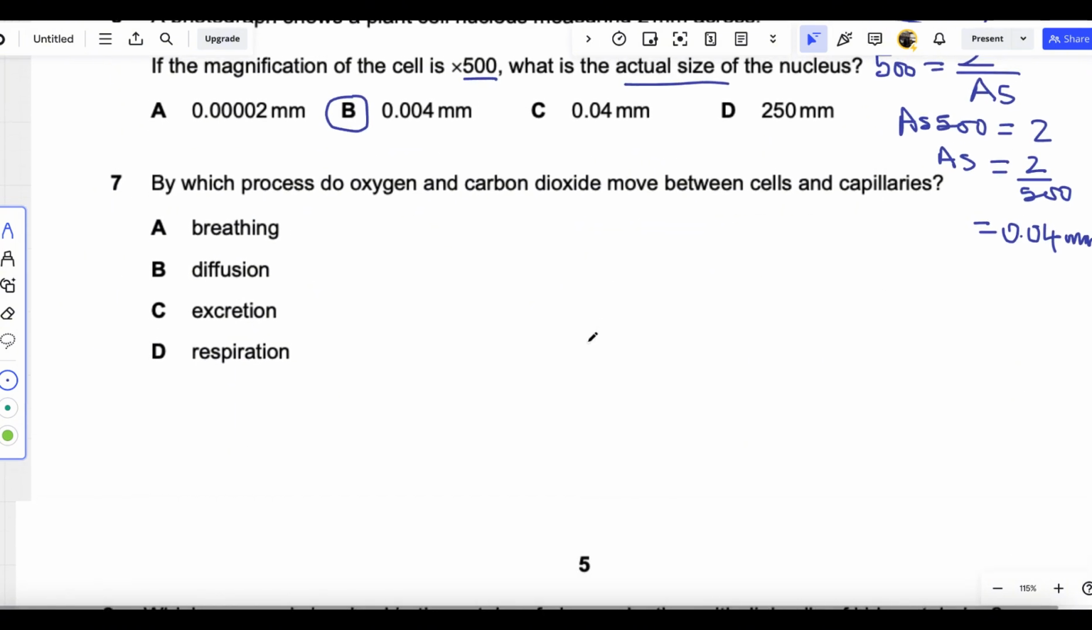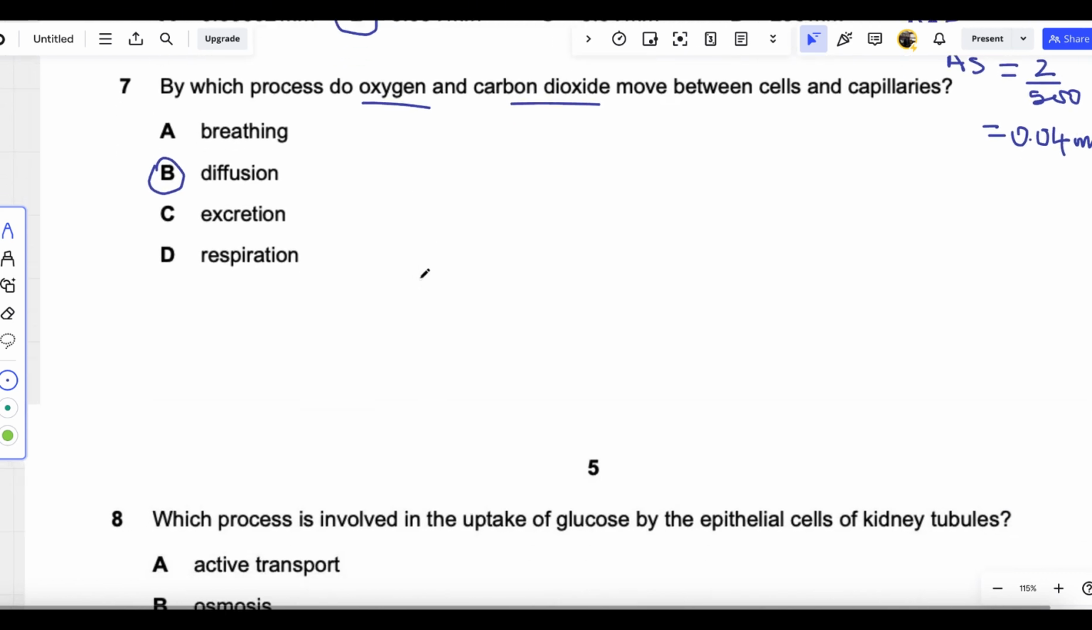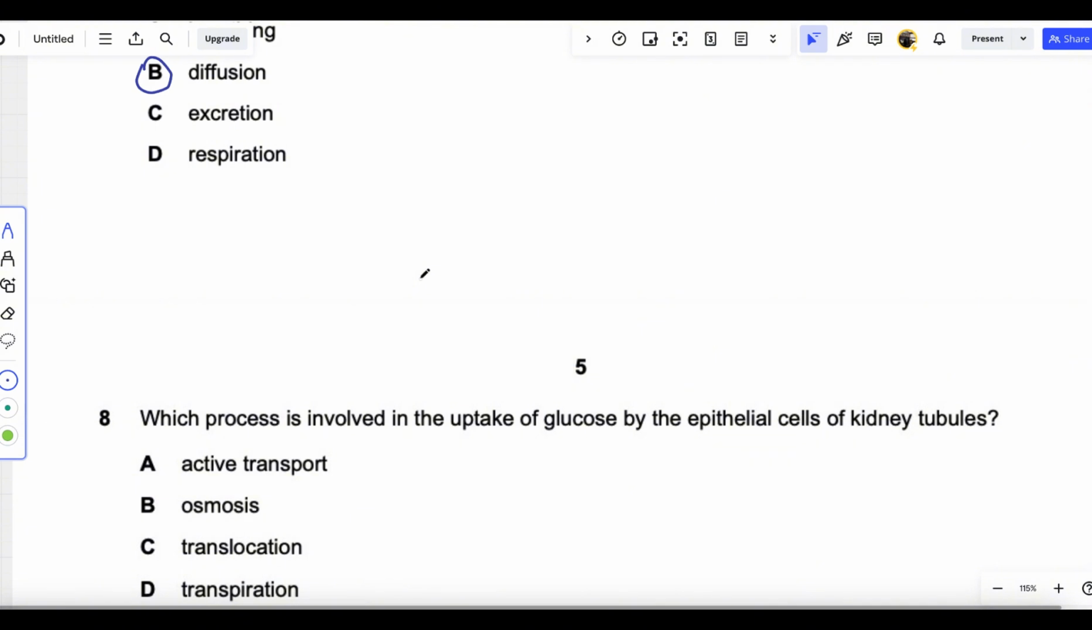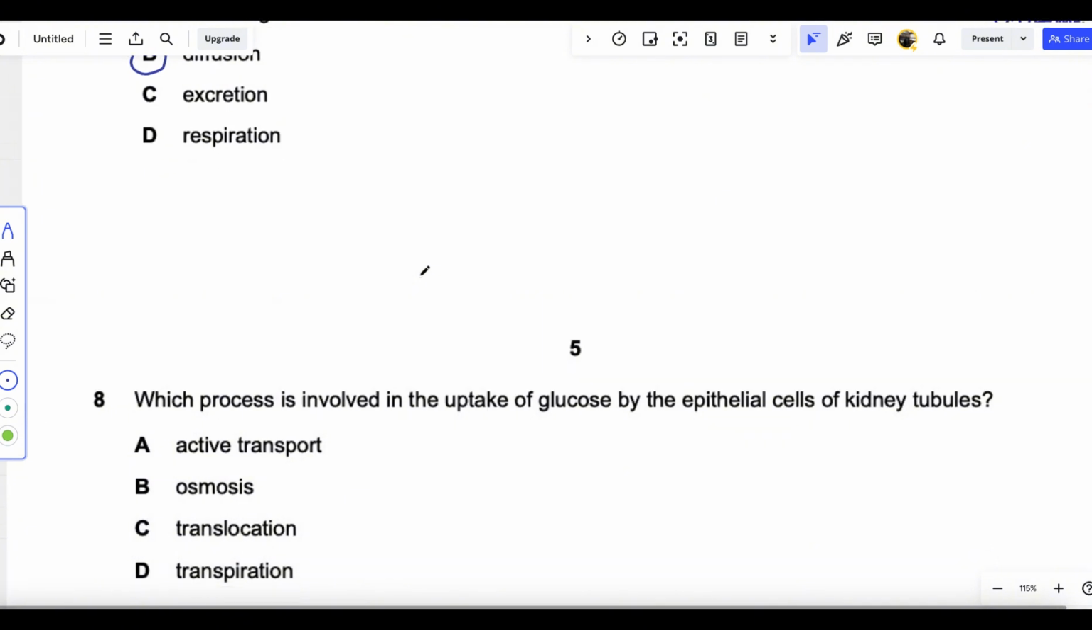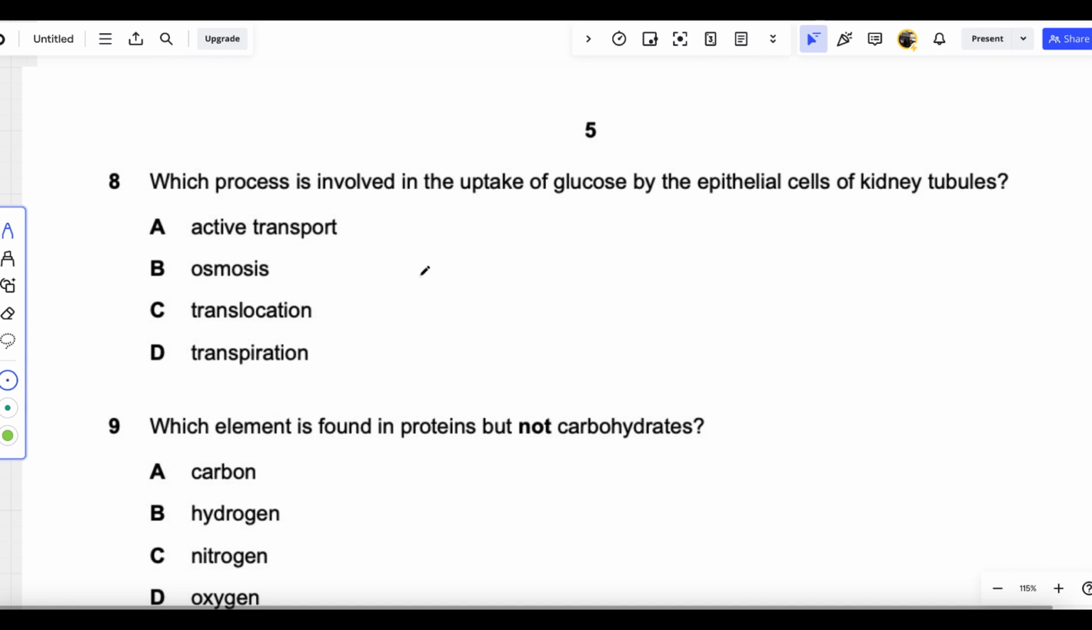Now we move on to question 7. It asks, by which process do oxygen and carbon dioxide move between cells and capillary? Of course, it's diffusion. Oxygen is a gas, carbon dioxide is a gas. So gas molecules move from one cell to another, or one tissue to another, by the process of diffusion. Diffusion is the movement of gas molecules from a region of higher concentration to a region of lower concentration. Remember, in diffusion you don't require a semi-permeable membrane.